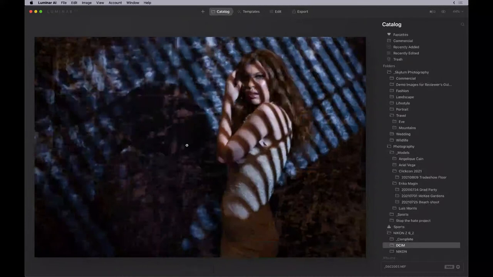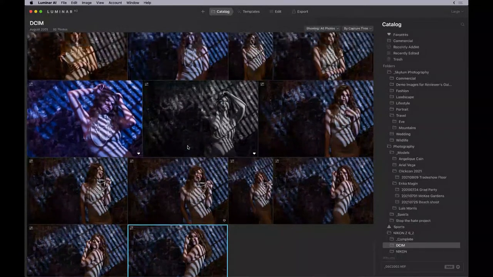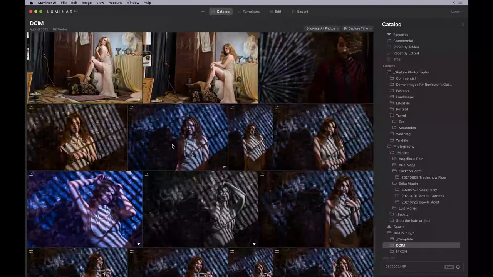4, 5, 6, 7, 8, 9. I think I did one more. Nope, it was 9. So, yeah, it was 9. So pretend that was a roll of film back in the film days.